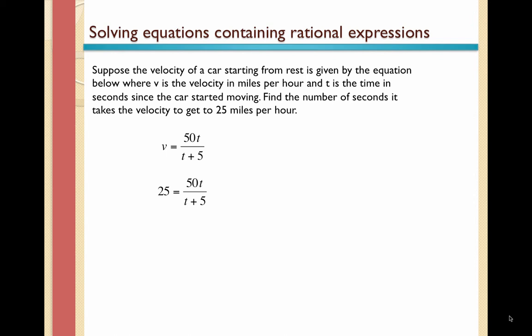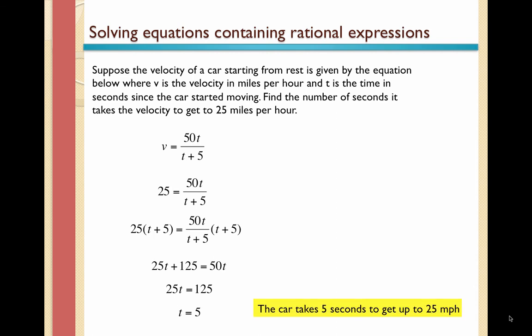So let's set that up, substitute 25 in for v. Now we see that we have an equation containing a rational expression, and we can use the idea of cross products, or we can simply clear fractions by multiplying everything by the common denominator, which is t plus 5. We end up with 25t plus 125 is equal to 50t. We're going to collect our like terms. We're going to solve. So this t is telling us that it takes 5 seconds to get to 25 miles an hour.